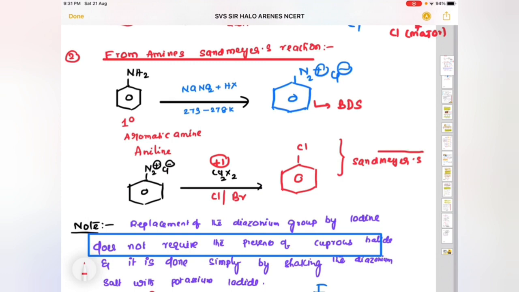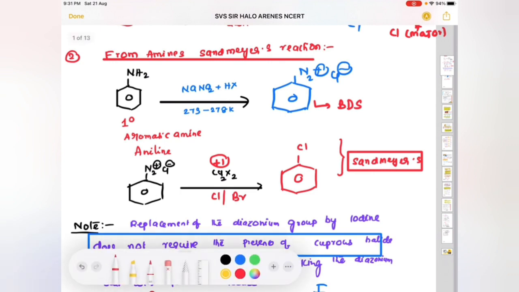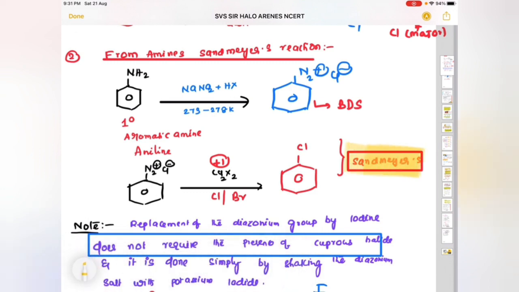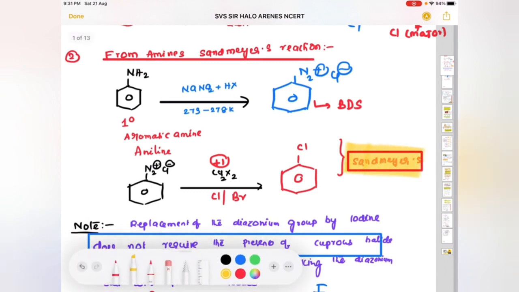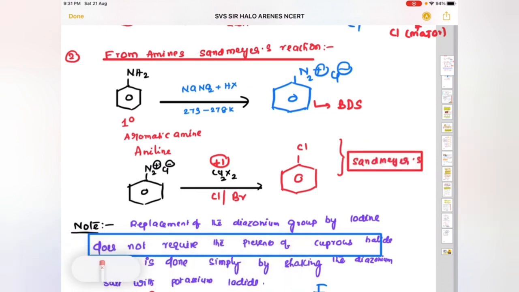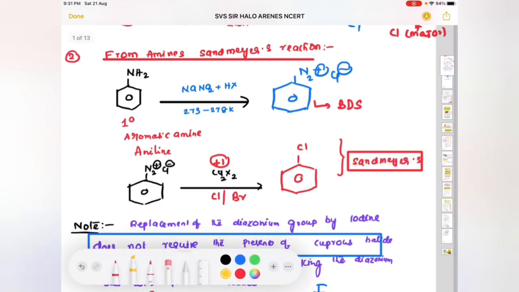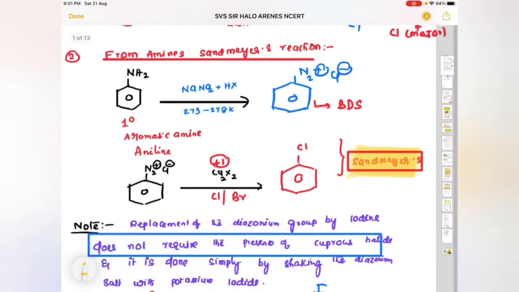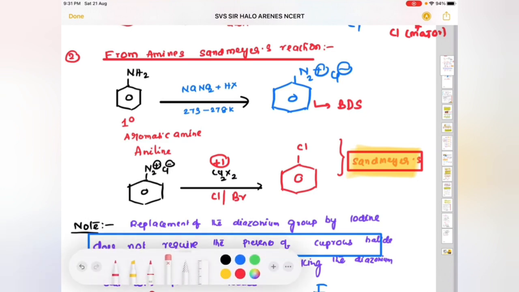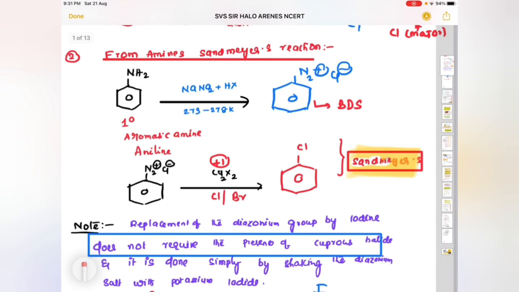The name of the reaction we are calling Sandmeyer's reaction. This is one of the important named reactions. Sandmeyer's reaction: copper must be in +1 oxidation state. Very, very important. So Sandmeyer reaction. Only a small difference is there, small difference.